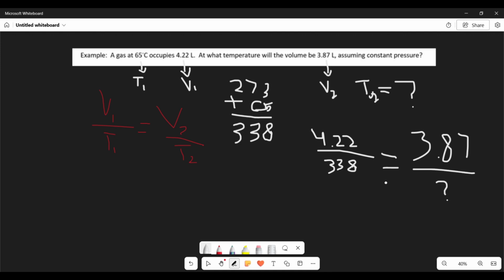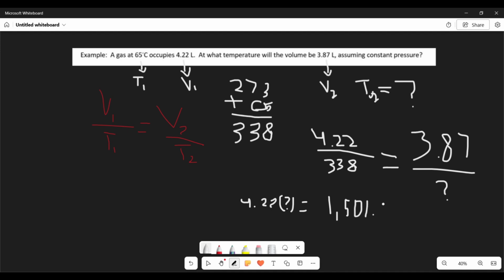So we need to first cross multiply, and we don't know what it is yet, so 4.22, and I'll just put this question mark in parentheses because we don't know what it is yet. And then we cross multiply 338 with 3.87, and that's 1,501.6. I'll just round up to 6 because I'm using a calculator here. And now we need to divide to find our unknown.